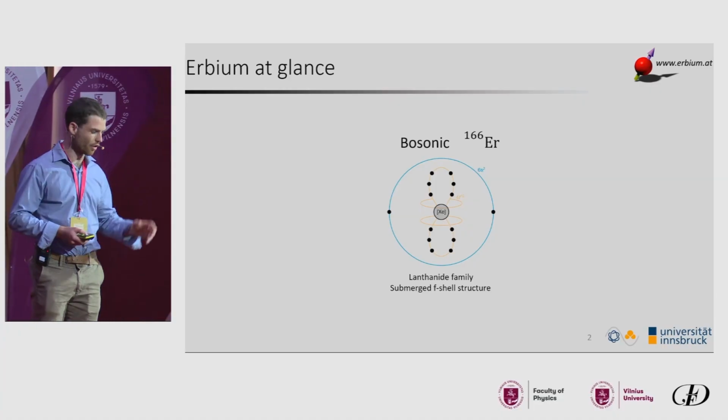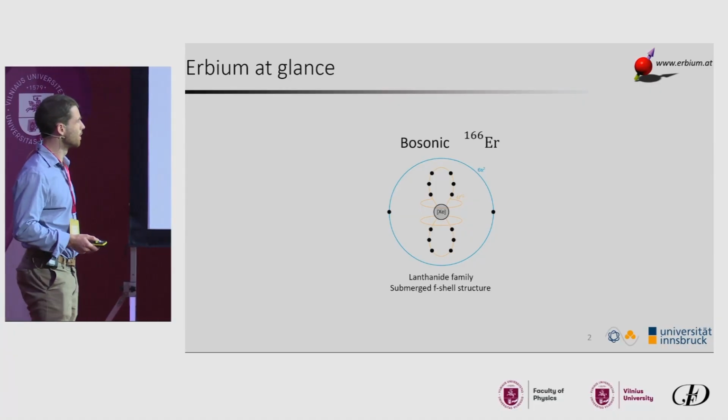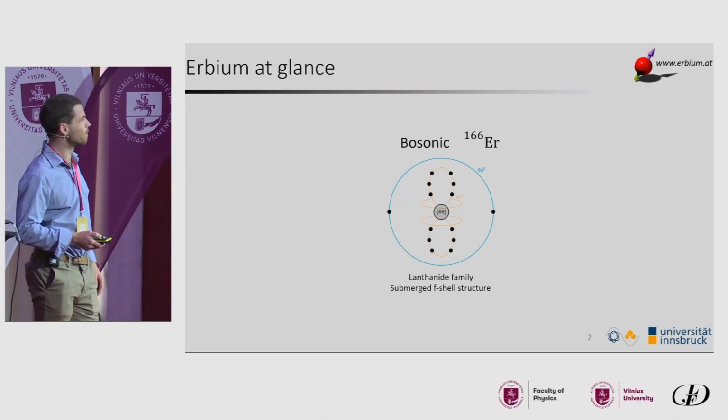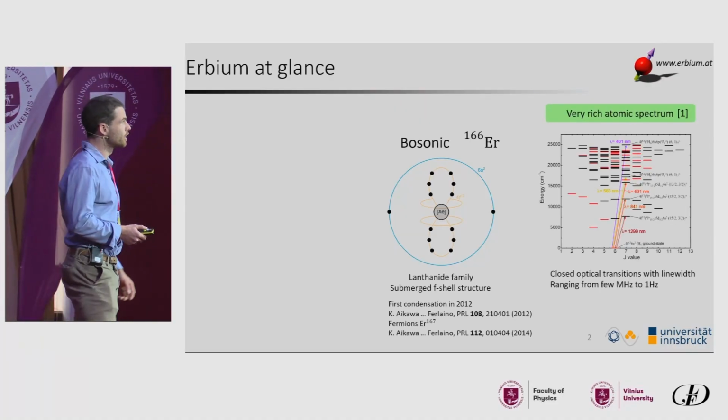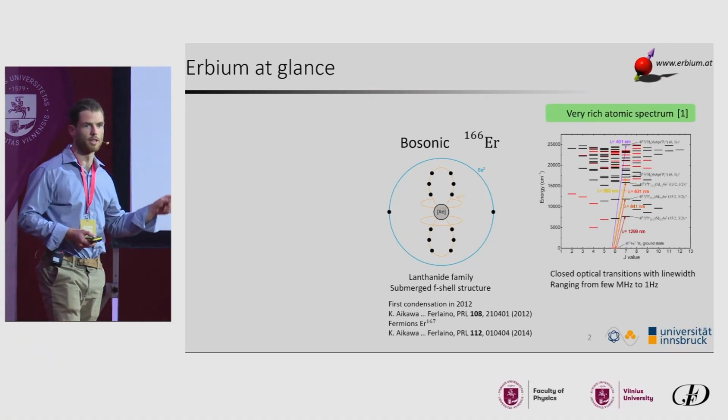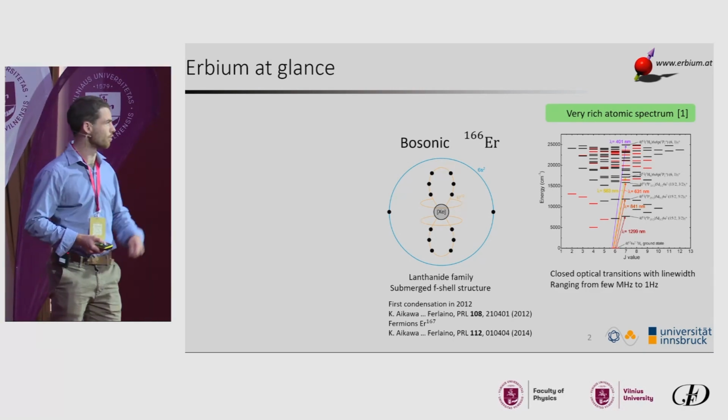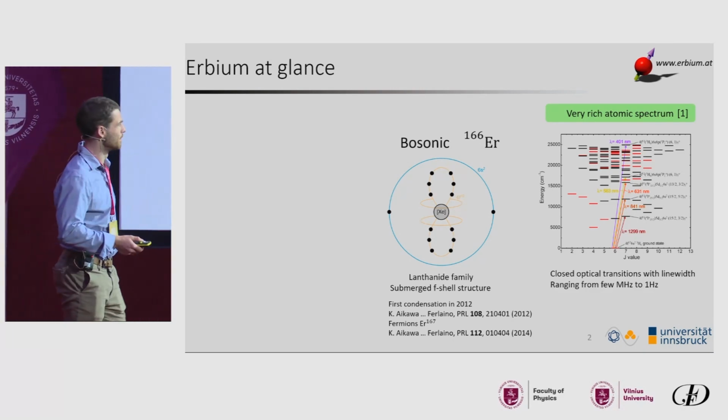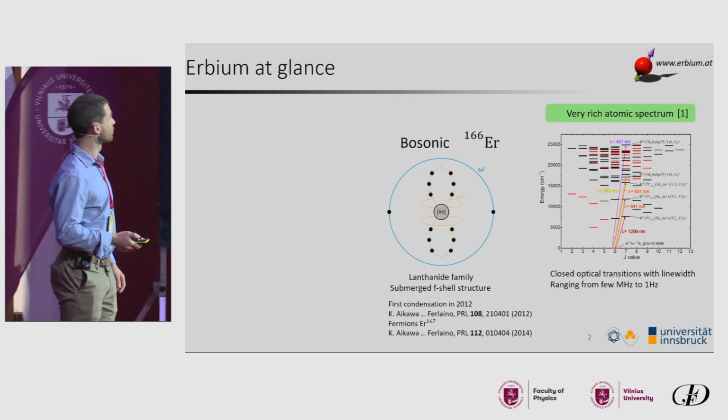Why erbium? This is a very nice species, even if it's at the bottom of the lanthanides and the electronic structure is very complicated. So what we have is a very rich atomic spectrum with a lot of optical closed transitions that we can use for cooling or addressing. I will go a little bit more in detail in my talk.